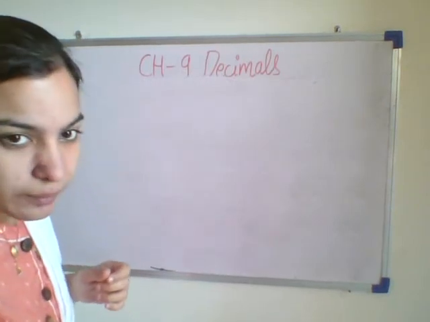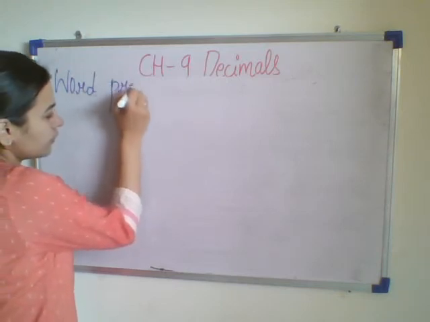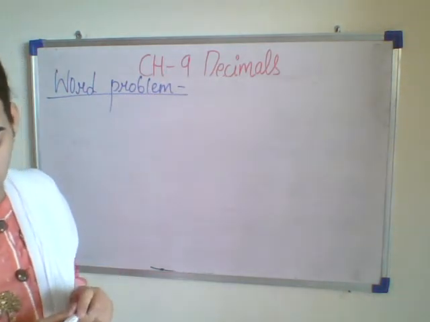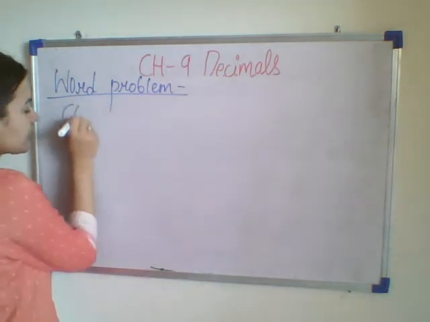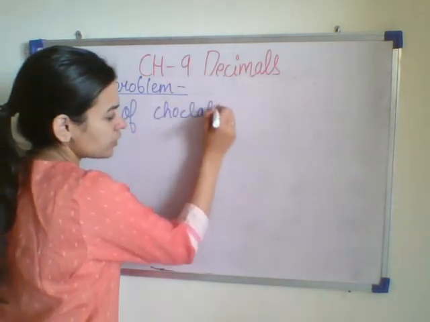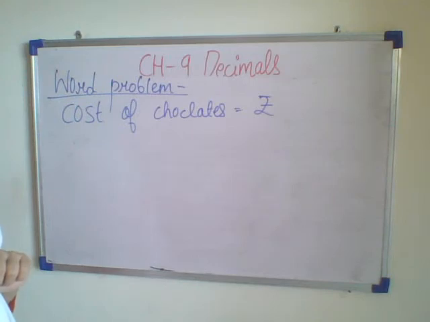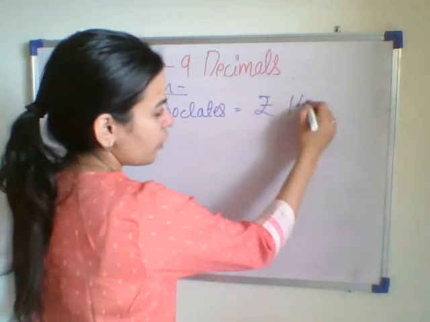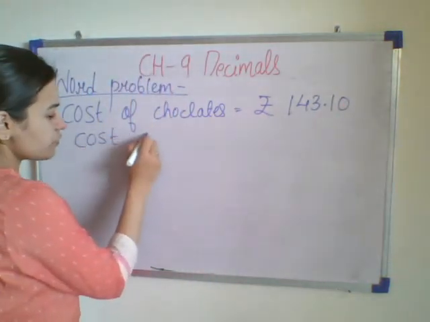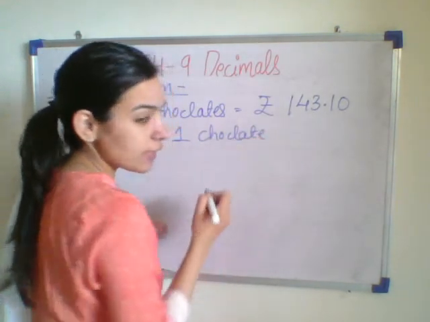Let us do the word problem based on the division. In the word problem, what is given? The cost of 15 chocolates is given in the word problem. The cost of the 15 chocolates is rupees 143.10. And in the question, what you have to find? We have to find the cost of one chocolate.